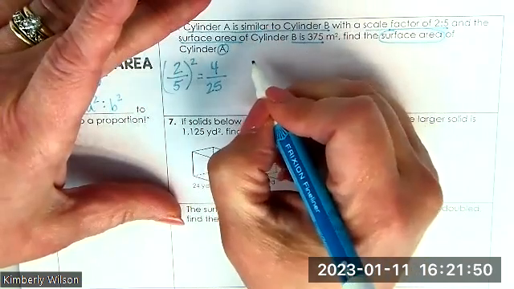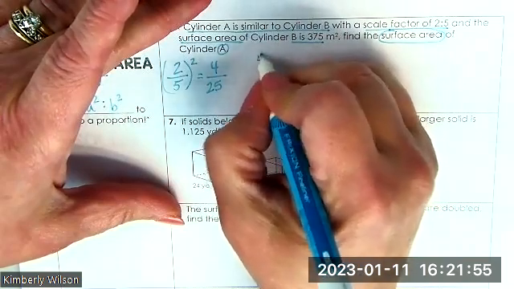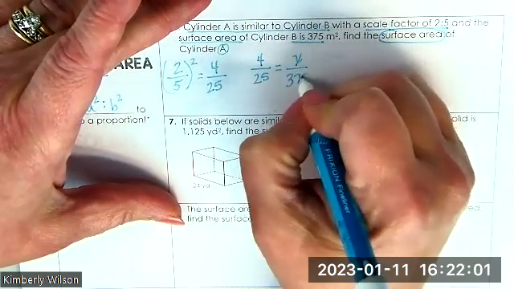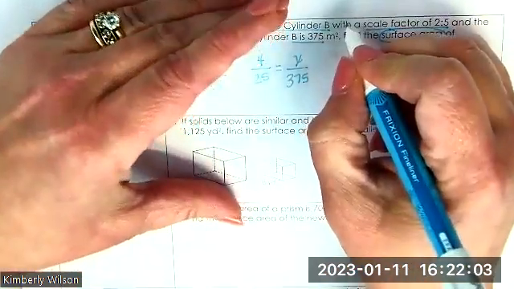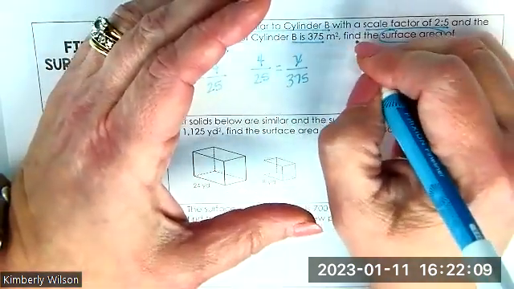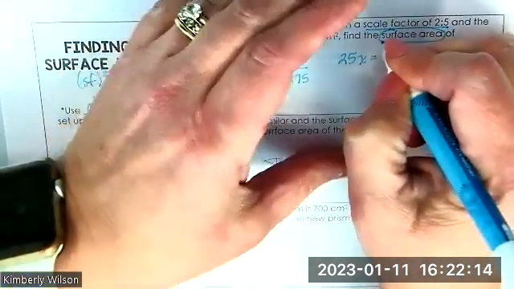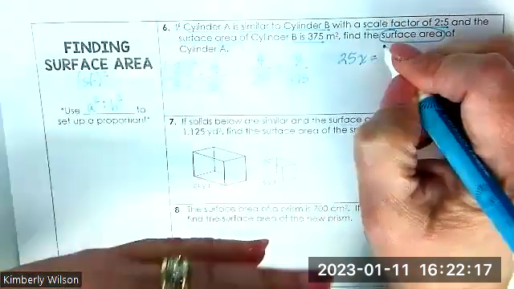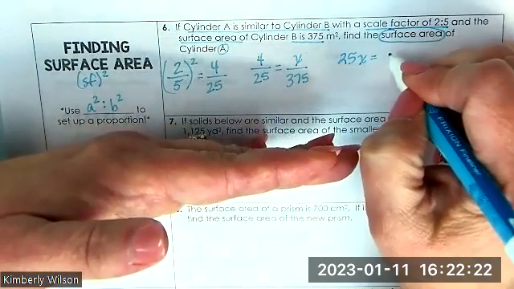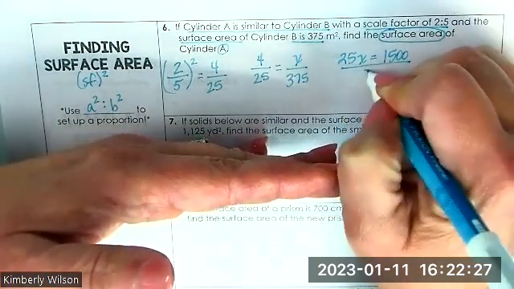So now we have our proportion. Because it's similar figures, the sides are proportional, so I can set up a proportion: 4 over 25 equals x over 375. And now we solve our proportion, which is going to be 25x equals 4 times 375, which is 1500. And then we divide by 25.